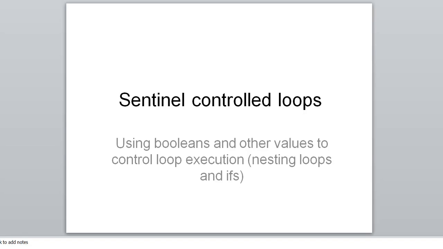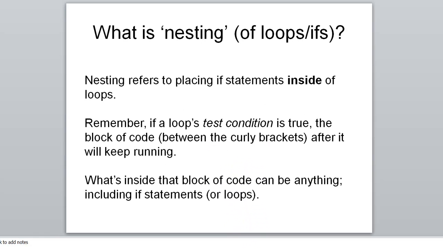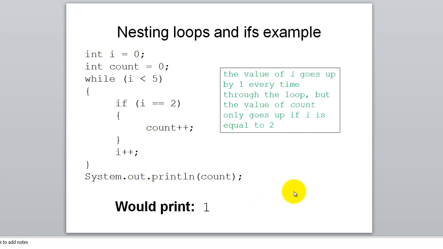And today I also want to throw another piece of vocab at you. Let's talk about sentinel controlled loops. As a quick review, you know what nesting means, right? We did that with nested ifs back in lesson 9, I believe. That refers to placing something inside of something else. So if we have some curly brackets and inside of those curly brackets we put something else that has curly brackets, then we're nesting.